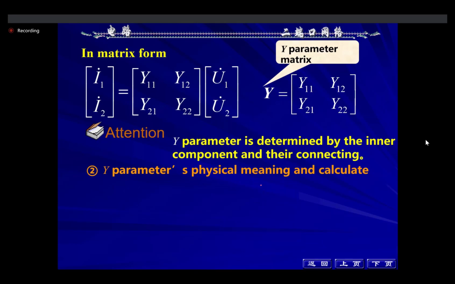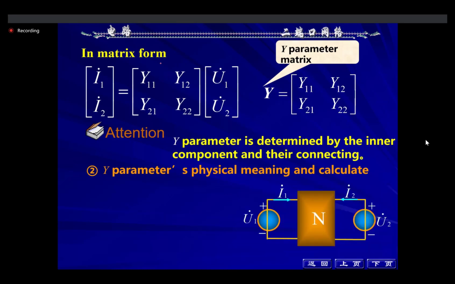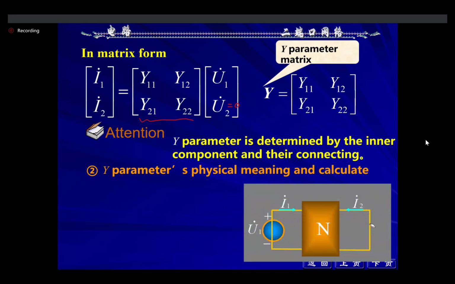The Y parameter physical meaning and calculation. We have four parameters. How to calculate these four parameters? At first, we can assume U2 is 0. That means the right side is short connected. So we short connect the right side, only add U1, and then from the circuit, we calculate I1 and I2 divided by U1. We can get Y11 and Y21.